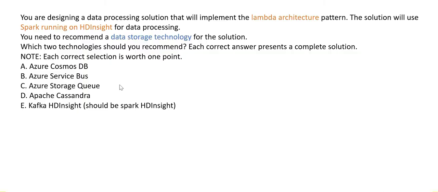Let's look at question number 3 of this video. Let's look at the question. You are designing a data processing solution that will implement the Lambda architecture pattern. So this is a keyword, Lambda architecture. The solution will use Spark running on HD Insight for data processing. So this is also a keyword. They are already using Spark on HD Insight.